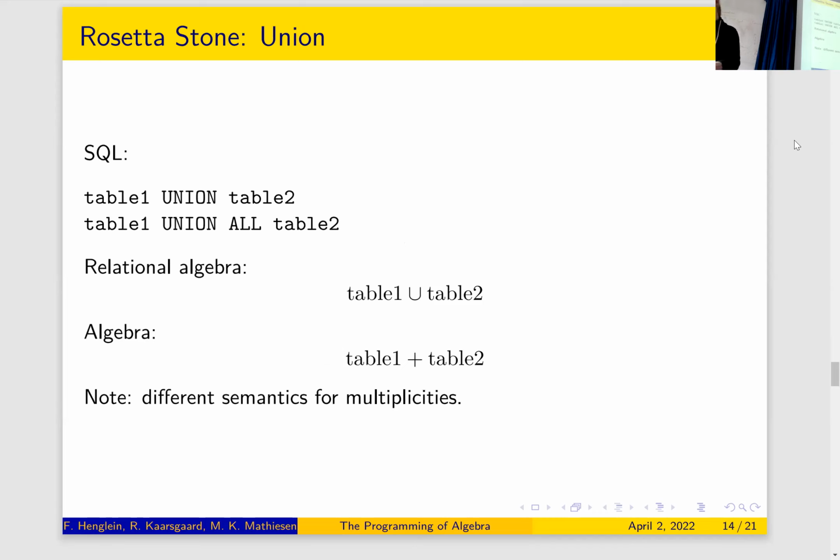Okay. Union is, well, in SQL you have two different operators. You have union and union all. Union filters out duplicates, whereas union all keeps multiplicities. Someone recognized that that's actually what you need sometimes. In relational algebra, well, there's the union operator in our system, that's plus.